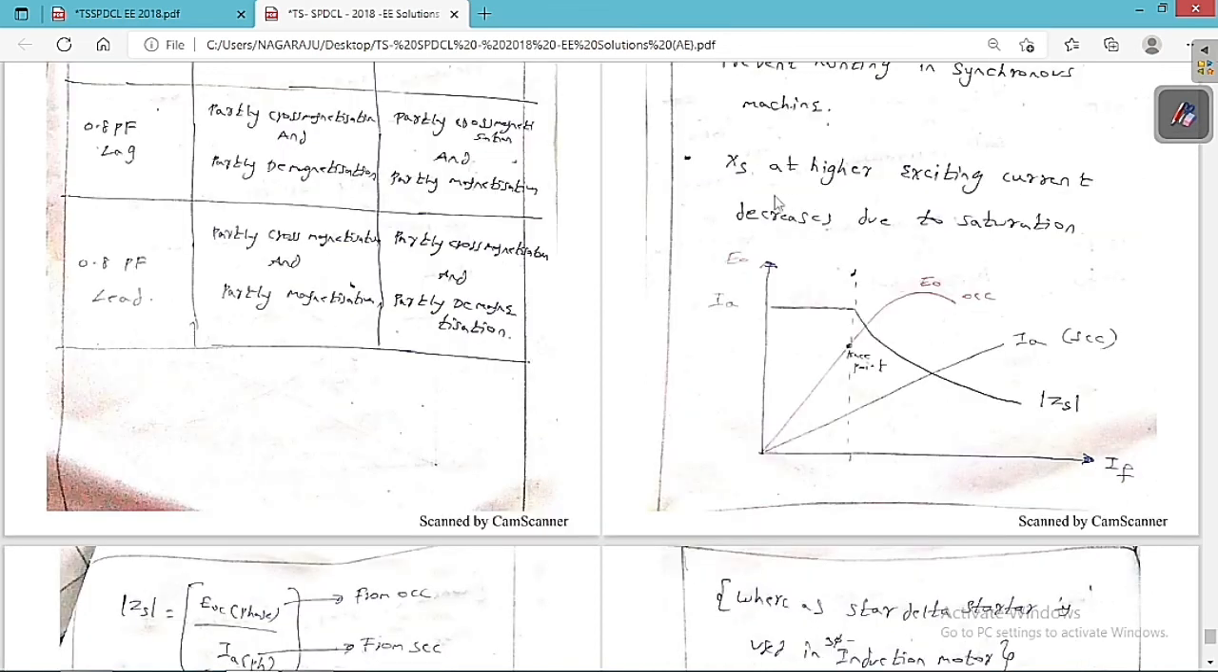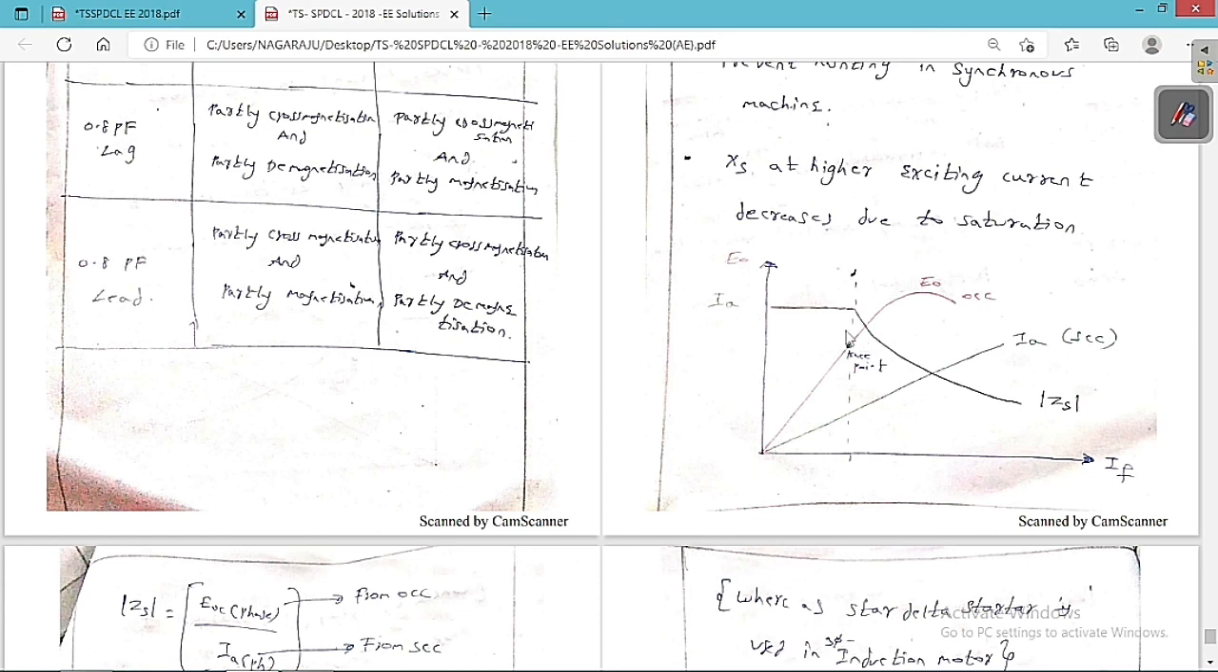As you can see clearly, I already told you Xs at the higher exciting currents is always very less because of the saturation. So therefore Xs at the higher exciting currents always decreases because of saturation. You can see clearly this is the open circuit voltage and this is the short circuit armature current with respect to field current. So this is the OCC graph and this is the SCC graph. At open circuit, this is the graph that we get, and this is the short circuit graph.